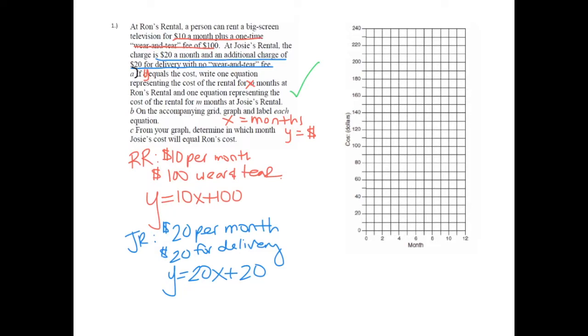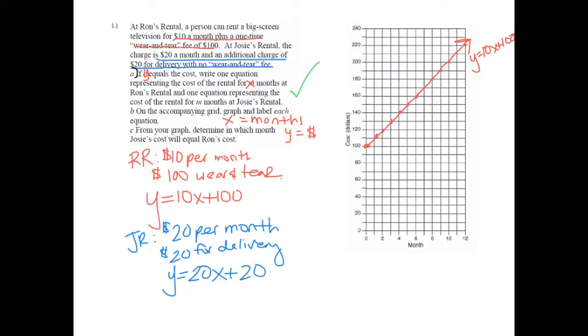So Ron's Rental, we'll do that in red first. We're going to start at $100 for the wear and tear fee, and we're going to increase by $10. Now notice, our y-axis is going up by tens, but we're labeling every 20. Okay, so each box represents 10. So I'm going to make my first dot, and I'll do the rest off camera. So 1 is going to be an additional $10, so we're going up 10 over 1, up 10 over 1. Okay, so that's Ron's Rental.